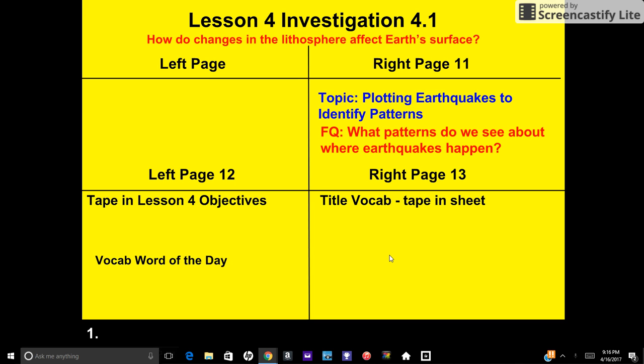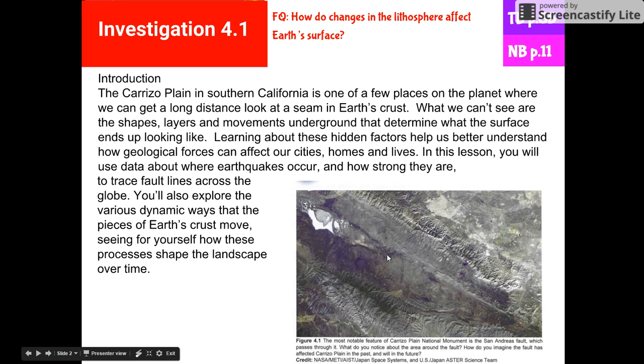Well, Cardinals, I want to take some time to explain Investigation 4.1 today. We're on pages 11, 12, and 13, starting Lesson 4. For Lesson 4, we're going to read the introduction.